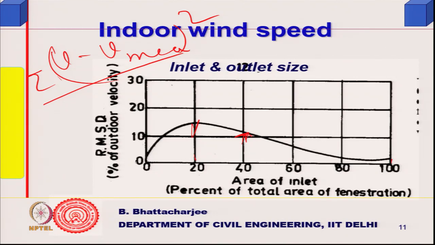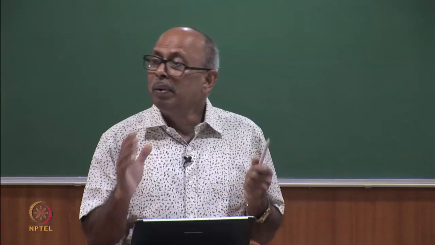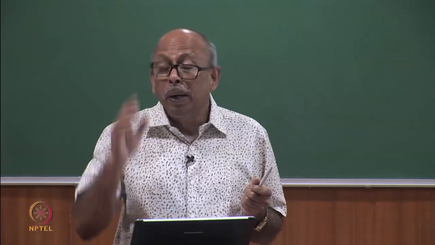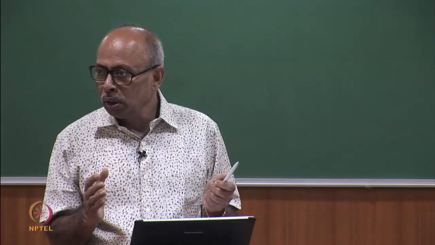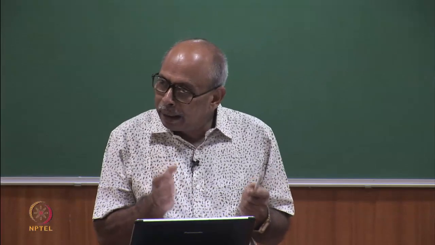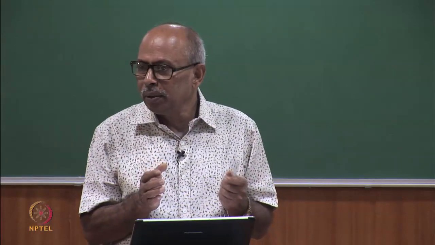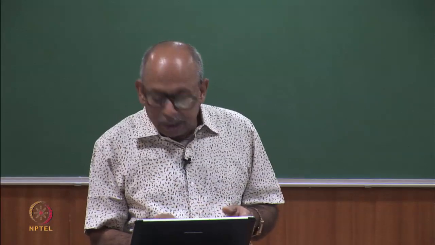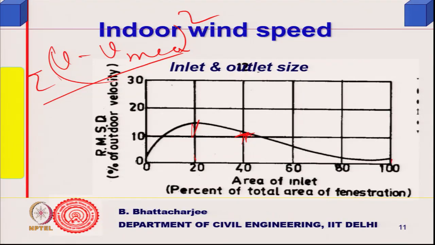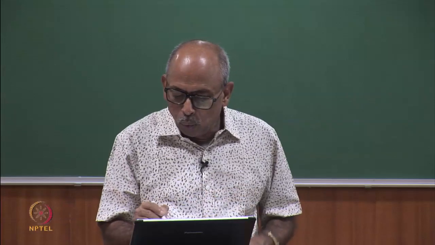So, typically one might put it, if you have a prevailing wind direction known, particularly in the condition when you want natural ventilation to occur, tend to keep the inlet area close to 40%, but it should not be too different, and the standard deviation, variation also is less, because of the distribution of the velocity in the whole room.